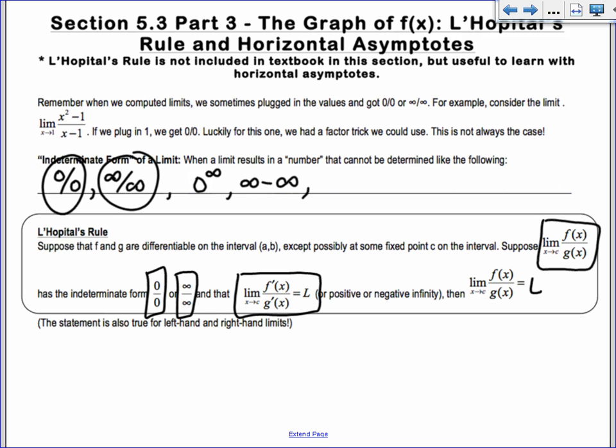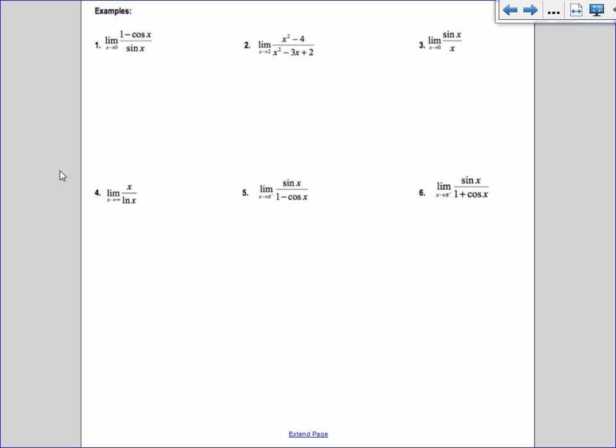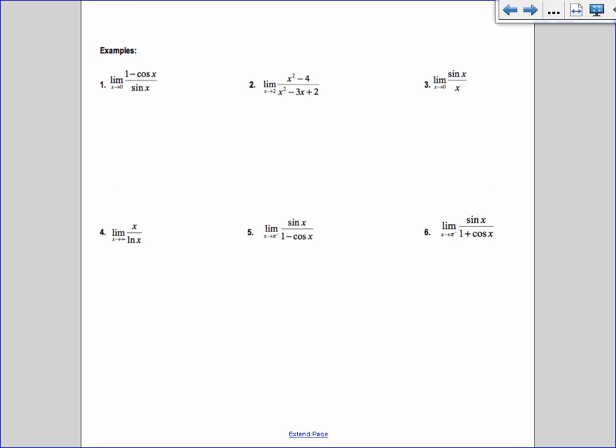Let's try some practice with L'Hopital's rule. It's kind of strange at first. The first one is the limit as x goes to 0 of 1 minus cosine of x all over sine of x. If I plug in 0, I get 1 minus 1, since cosine of 0 is 1, all over sine of 0, which is 0. So I get 0 over 0, and when that happens, we use L'Hopital's.